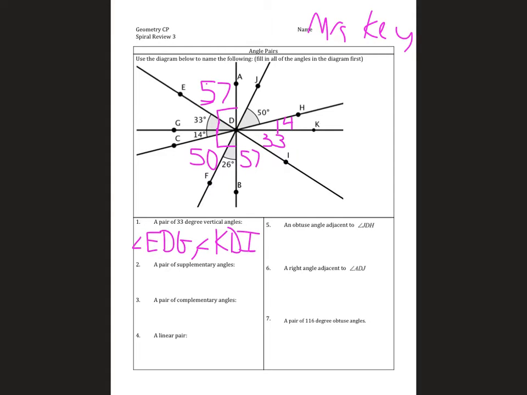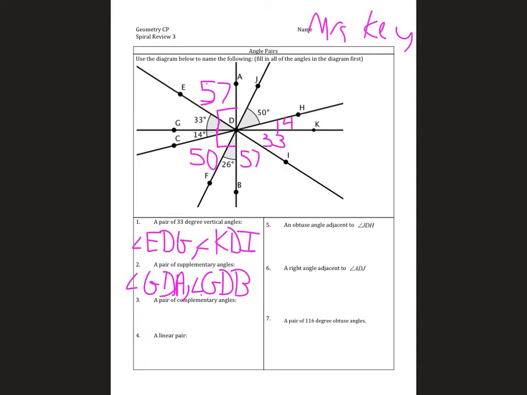A pair of supplementary angles. So supplementary angles are two angles that add up to 180. Let's be lazy and pick GDA and GDB. Pair of complementary angles. Those are two angles that add up to 90.